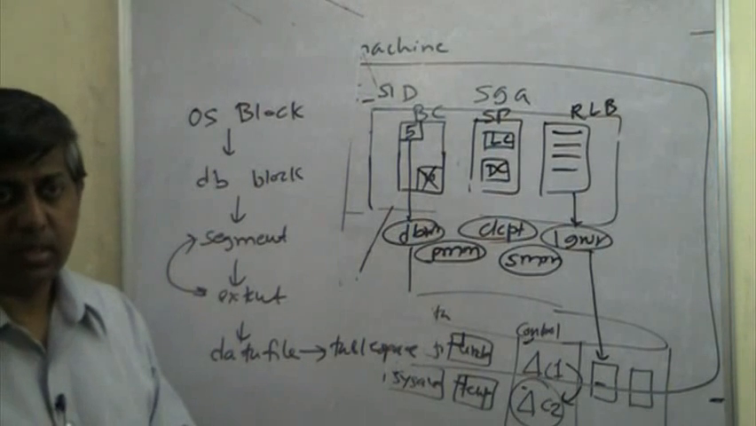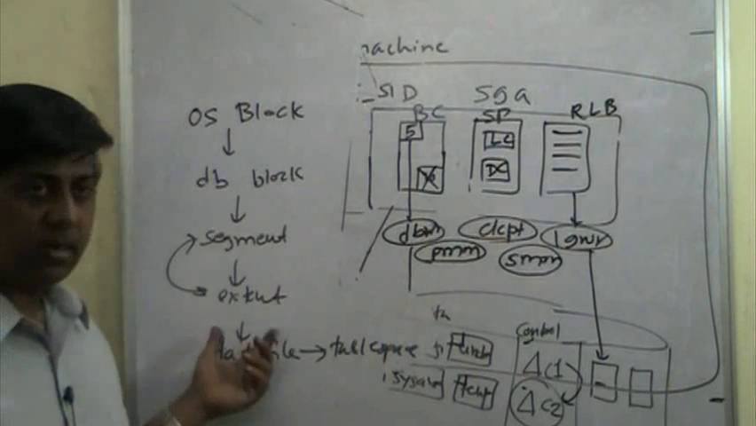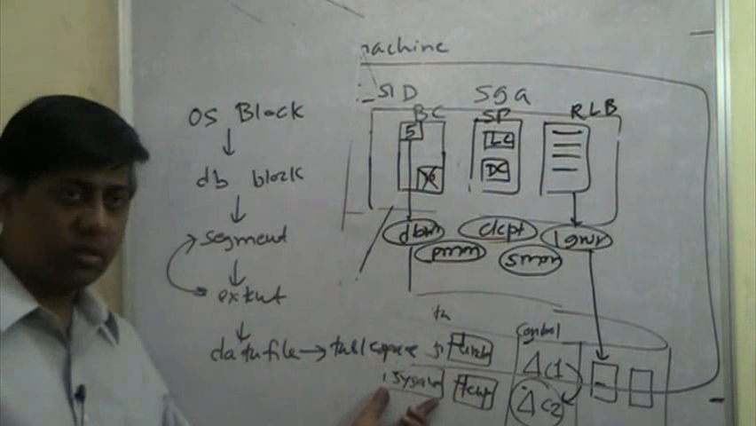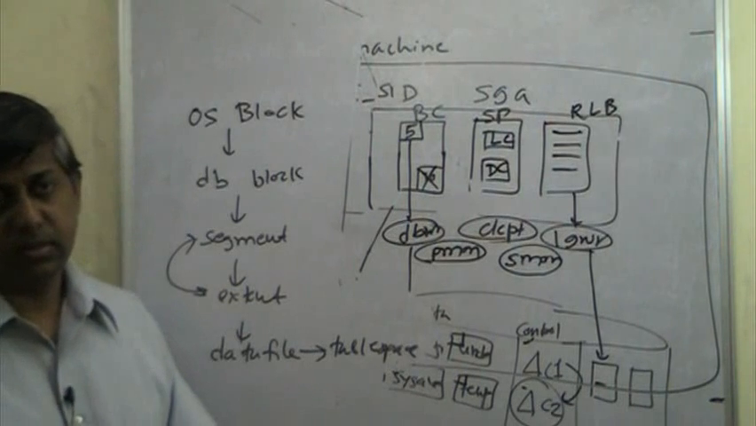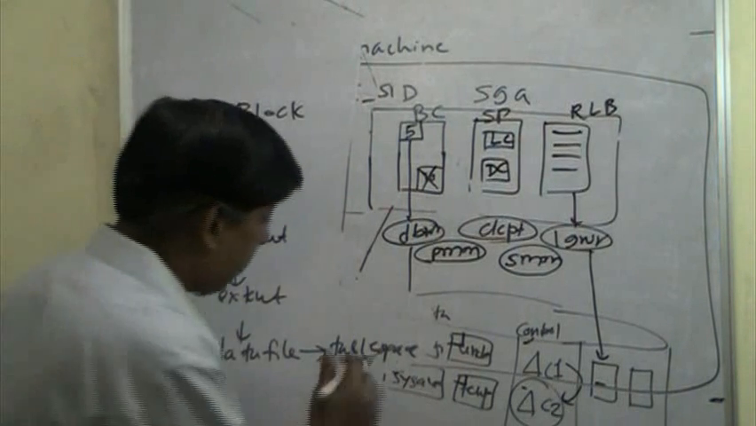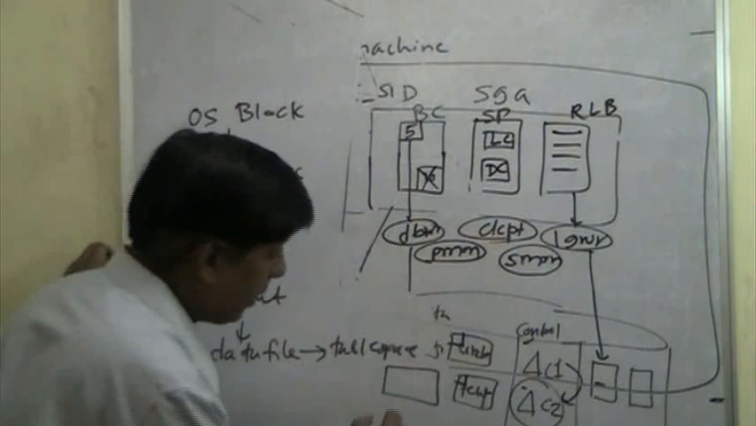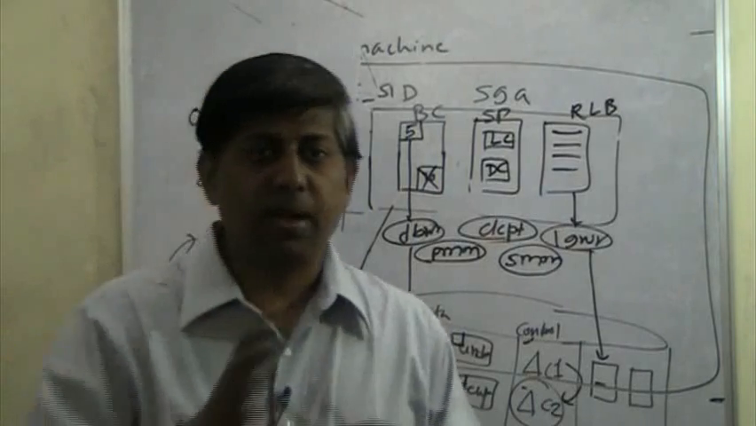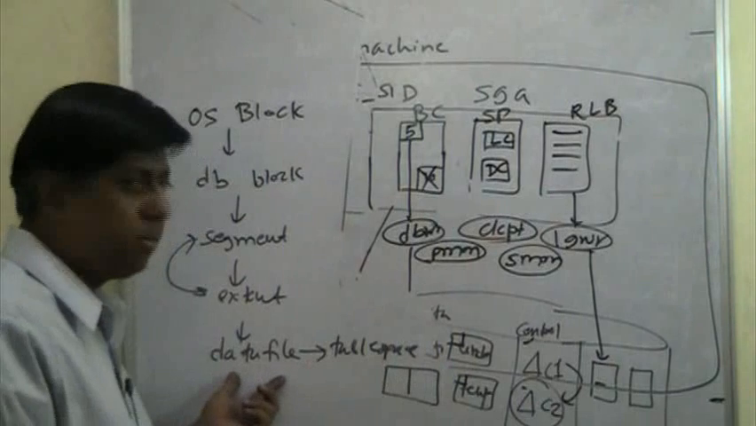Data file is a collection of all these table spaces, right? No. One table space is going to have multiple data files. So for example, the SYSAUX table space may be of 1 gigabyte, but it may consist of 2 different data files, 500 each. So a table space is made up of multiple data files.